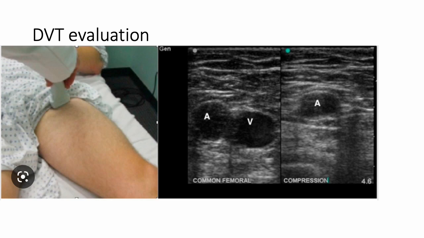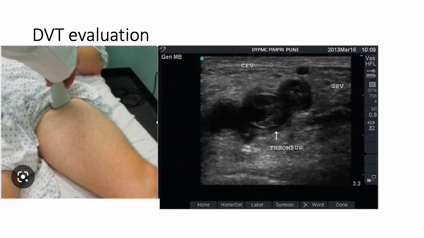So this is what it looks like in the left common femoral, up high in the inguinal crease. The image on the right shows both the femoral artery and the femoral vein. With slight compression, you see the vein disappears, which would be consistent with normal anatomy. In the next slide, you'd see that with compression, you still have the artery. You've got an echogenic type structure within the vein, which is thrombus, and it does not compress.